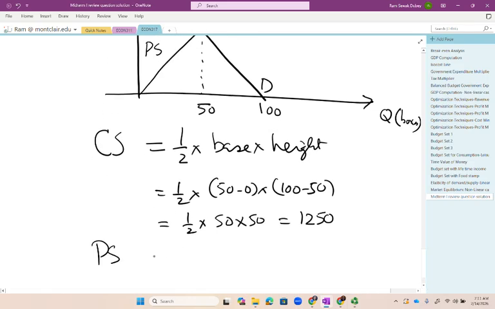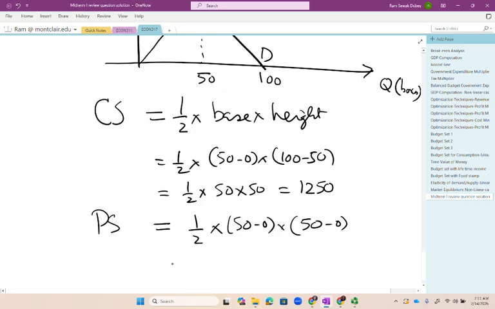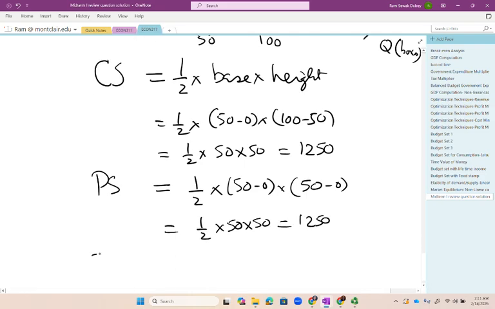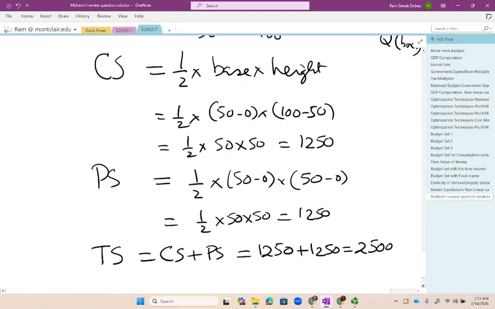The producer surplus is again the same formula, 1/2 times base, it's the same base as before, times height, but height will be now 50 minus 0. So this also turns out to be 1/2 times 50 times 50. I get 1250. I have got both consumer surplus and producer surplus. I'll add the two to obtain the total surplus. 1250 plus 1250 turns out to be 2500. That's the total surplus.